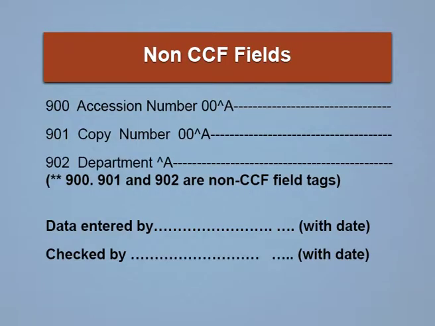So, at the end of the data entry framework, I have created the 900 field for accession number, that is a repeatable field. So, suppose a book has 5 copies, all 5 accession numbers we can put here. 901 can be the copy number, it is also repeatable, and 902 may be the department name to indicate that this particular book or document is requested by such and such department. And at the end of the worksheet, you should give the data entered by whom with the date and checked by whom, that is required for quality control of the data sheet.